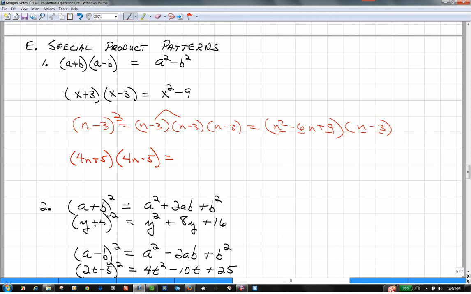For the next one, I have really what's a difference of squares. I have the same numbers. However, the 5 is added in one, subtracted in the other. That's a difference of squares. So I will have 4n times 4n. 4n times minus 5. 5 times 4n. Let's make that a minus 20.